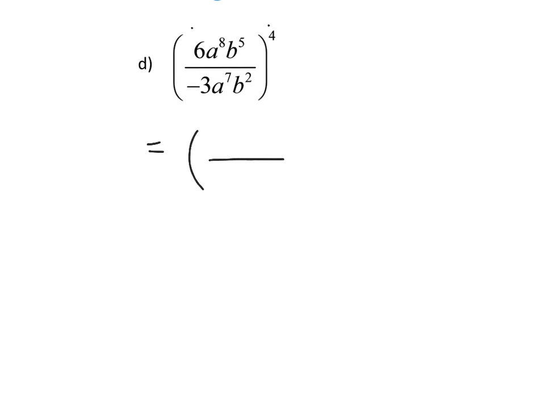Okay, so we're going to start with the coefficients. So 6 divided by -3, -2. Okay? So I'm going to highlight that just so my other people at home know what we're doing. Okay? 8 subtract 7, right? Is just going to leave me with a value of A. I'm just going to leave it as A. Okay? B5 essentially is subtracting B2, is going to leave me with a value of B3. All to the exponent of 4.